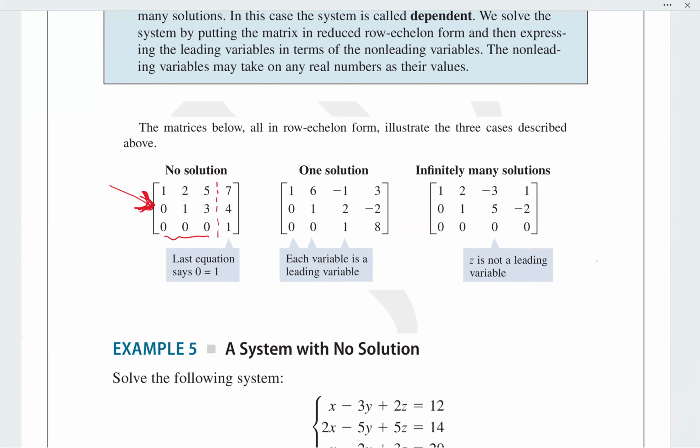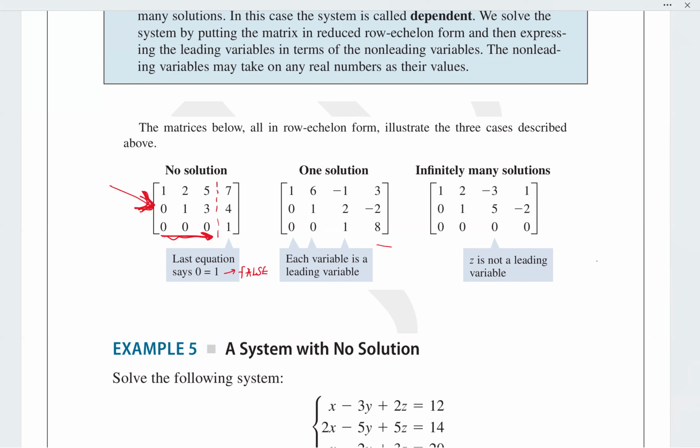Since this is in echelon form, we're supposed to do back substitution. But if you look at this row, everything is 0. So it means you just have 0 equals 1. This is not true. 0 cannot be 1. This is a false statement. So this means that there is no solution.